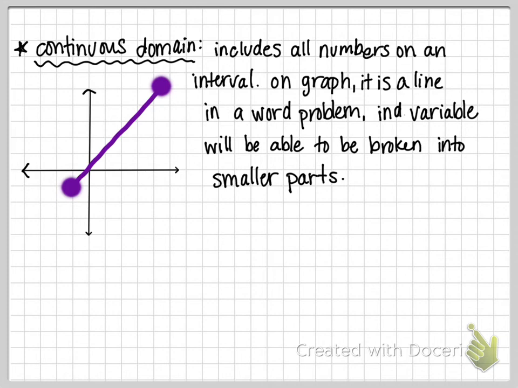So we're always looking at the independent variable. That's our key in determining domain. Is that independent variable something that can be made smaller? If it is, it's continuous. If it can't, if it has to be whole numbers, it's discrete.